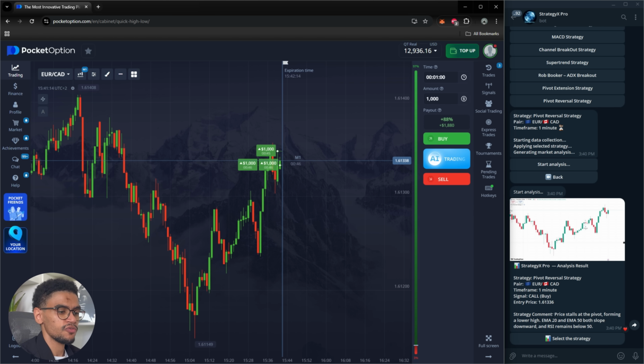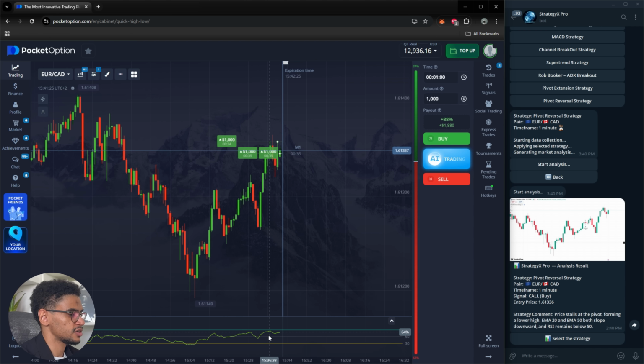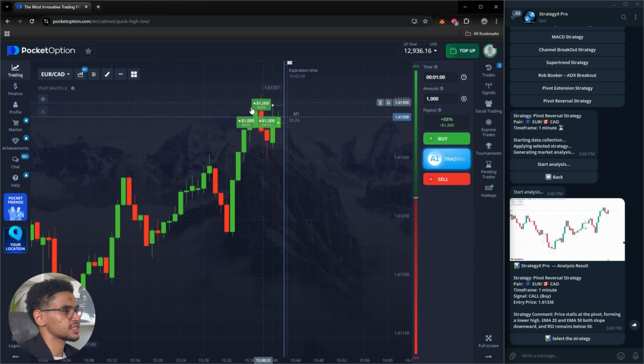provided for you. Right here we see price stalls at the pivot, forming a lower high, EMA 20, EMA 50 both sloped downward, and RSI remains below 50. So let's add RSI here. It was below 50 right here, it is climbing now, so this is not exactly accurate. However, we are looking at a perfect execution of our strategy, even though there still might be a little bit of pushback, but right now we are looking to make some profit on this trade as well.